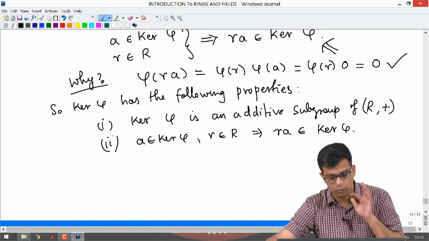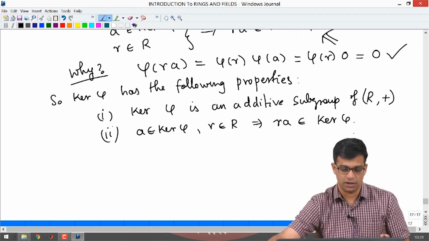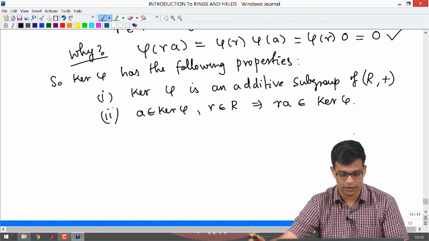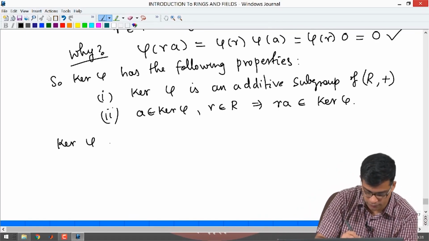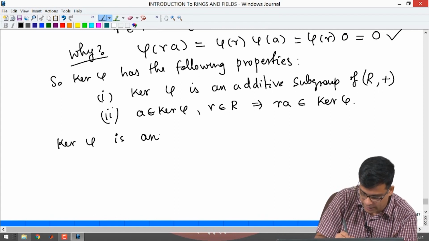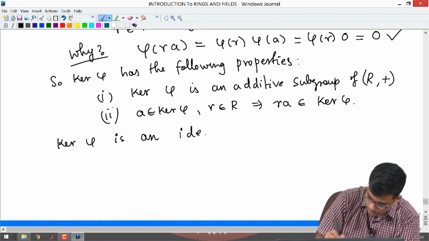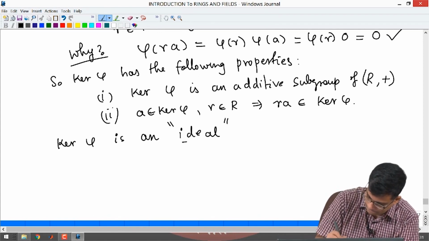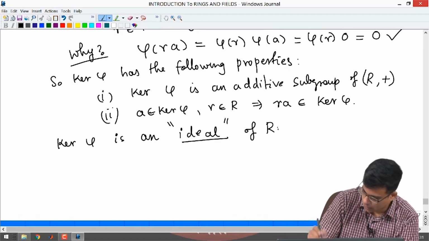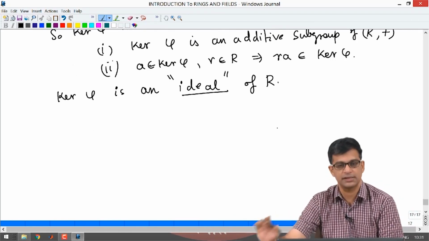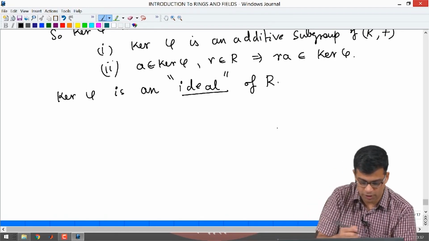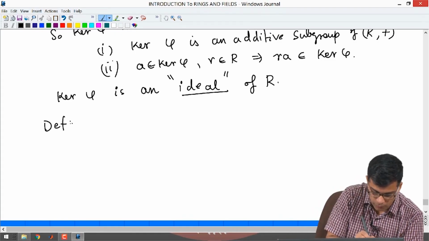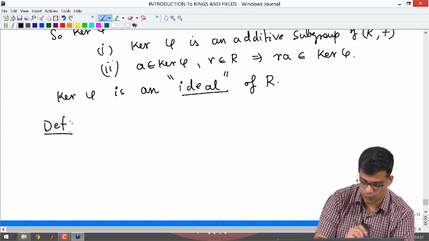Okay. Now, we want to give a special name to subsets of a ring that have this property. Kernel phi is a special case of that. So, kernel phi is an ideal. Okay. So, what is an ideal? This is a very important word in ring theory. After defining rings and homomorphisms, the next important thing is this. I will formally write the definition; it is simply the properties 1 and 2.